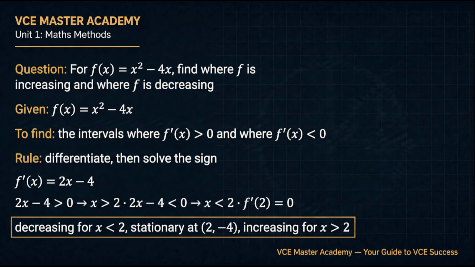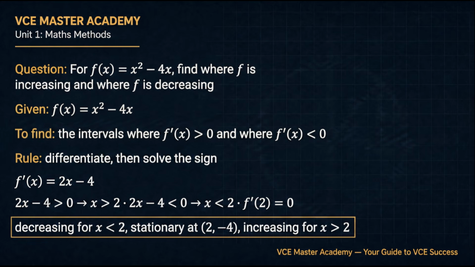First worked example, nice and gentle. For f of x equals x squared minus 4x, where is f increasing, and where is it decreasing? We're given a simple parabola, and the question is really asking, where is the derivative positive, and where is it negative? Translate the words into signs, and you're halfway home. The plan: build the derivative, then solve an inequality, which is just an equation with a greater than instead of an equals. Differentiate. X squared gives 2x, minus 4x gives minus 4. f' of x is 2x minus 4.